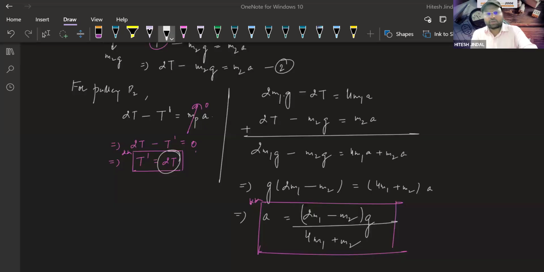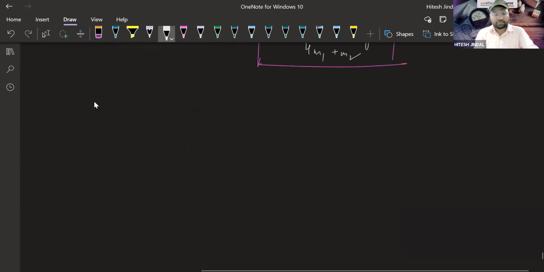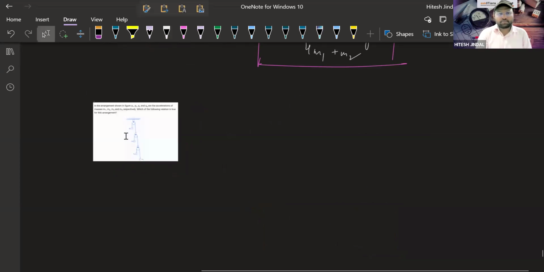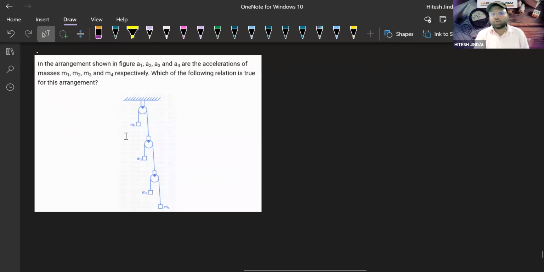I have an interesting question here, just to try it out, right? We'll discuss that in the next session. So now I got it. That is M1, M2, right? So this is the question. You just have to tell the relation. Just try it out.